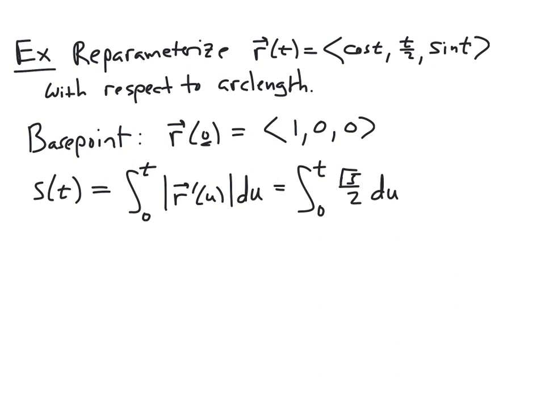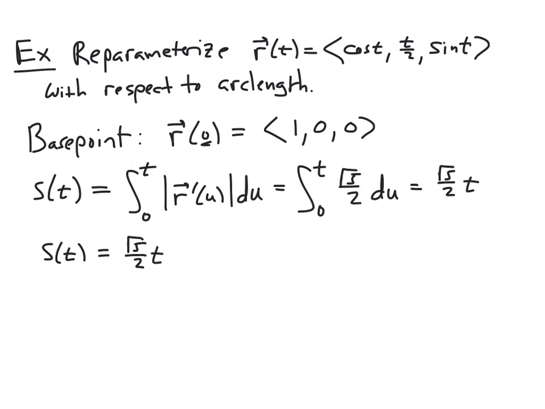And now when we go to do the integral here, this ends up being just the square root of 5 over 2 times t. We could do square root of 5 over 2 times u, evaluated from t to 0, but that very quickly becomes the square root of 5 over 2 times t. So to summarize this line that we've just computed, we see that s of t is going to be the square root of 5 divided by 2 times t.